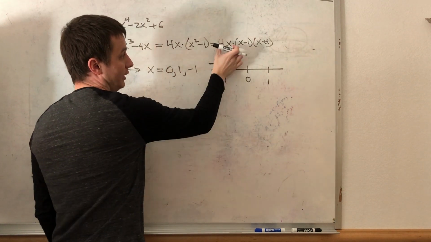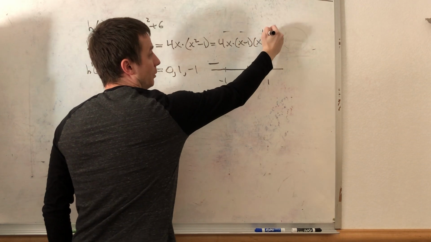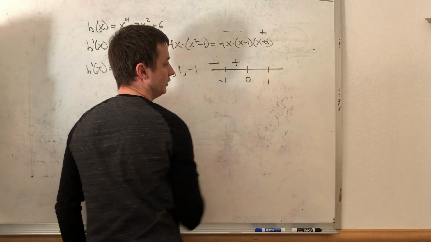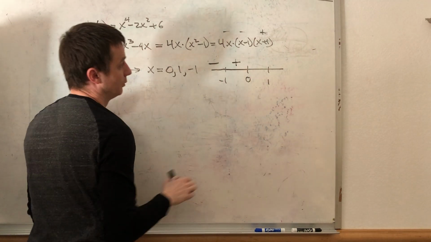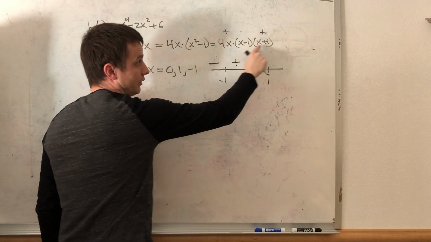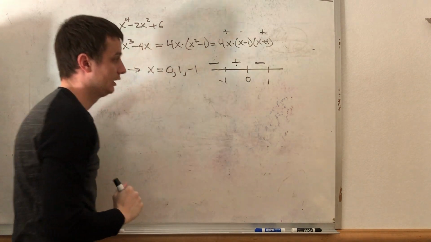If we plug in -1/2, this is a negative term, this is a negative term, and this is a positive term. A negative times a negative times a positive is positive, so it's increasing on this interval. Test another point here, plug in 1/2. When we plug in 1/2 there, this is positive, this is still negative, this is positive, so the whole thing's negative, because the product of those will give us a negative number.